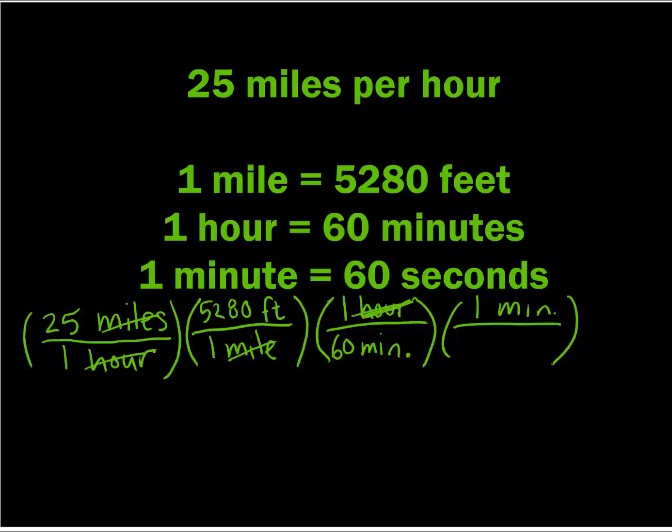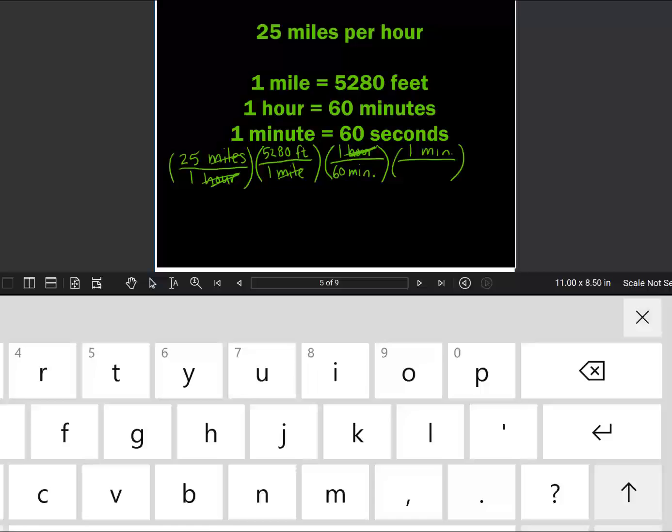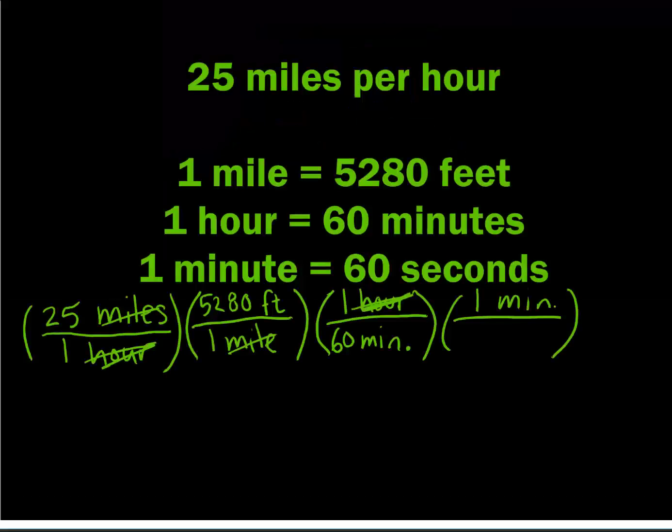I'm going to put 1 minute on the top so that the units will cancel there. Wait, we've got to cross out our hours. Hours cancels because we have 1 on top, 1 on bottom. Now we have minutes, 1 on top and 1 on bottom. 1 minute on the top here is going to equate to 60 seconds. So now minutes can cancel out. And let's go ahead and see what our units are going to leave us with.